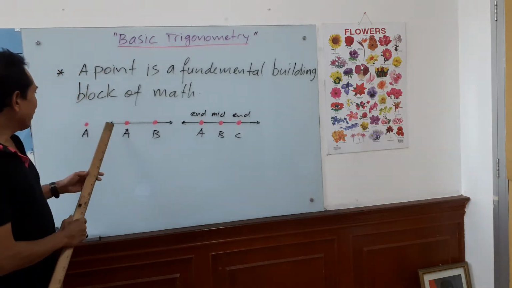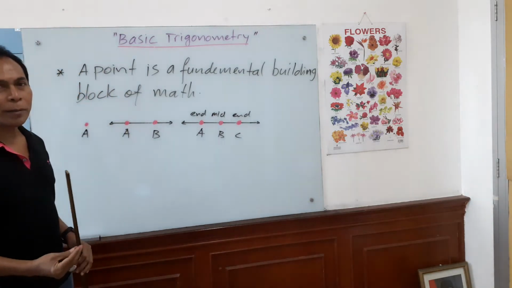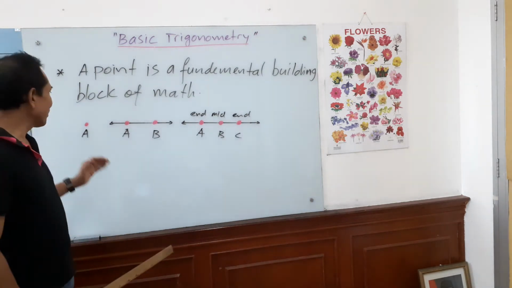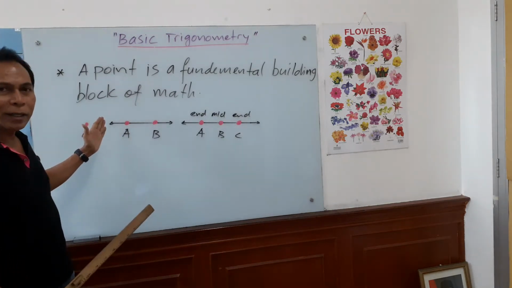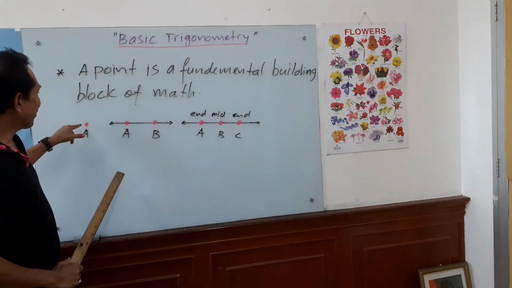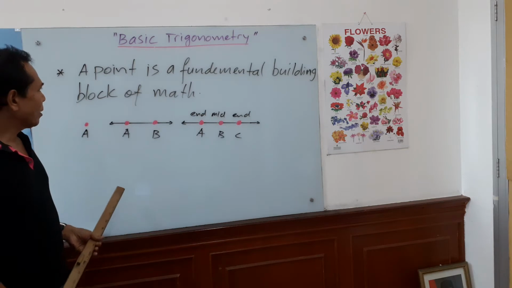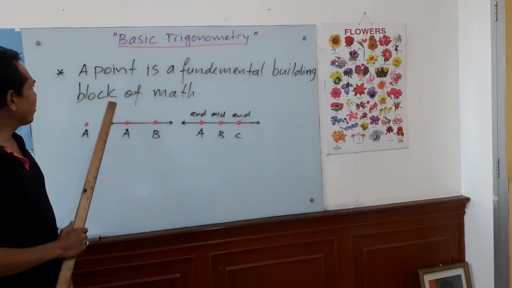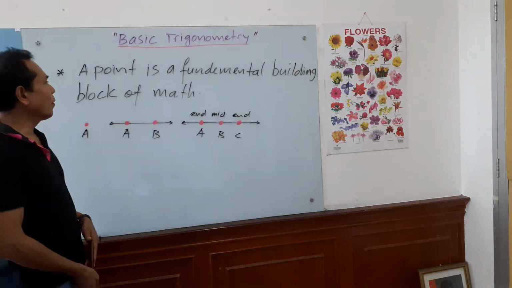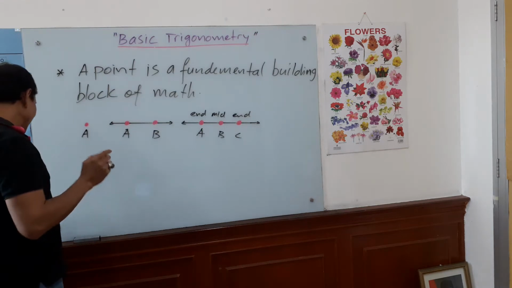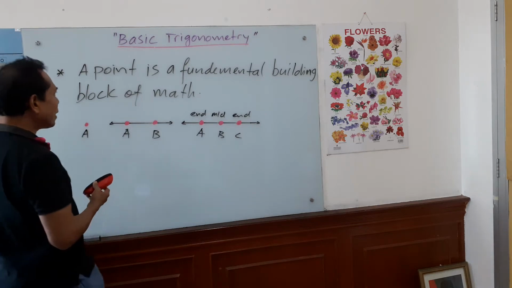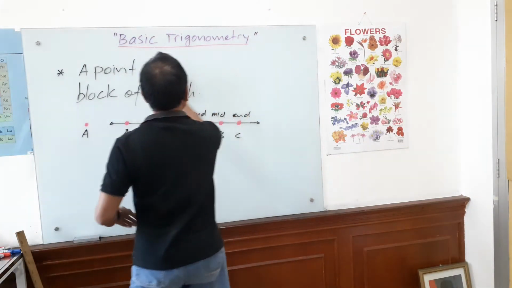Now, with these points here, we can draw a lot of things. We can create lots of things. You can make a straight line, you can make a triangle, you can make angles. All those kinds of things you can create from a point. So this is the definition of a point. One more time, a point is a fundamental building block of math. Most of the things start with a point. Now I erase this, and then we look at angles.